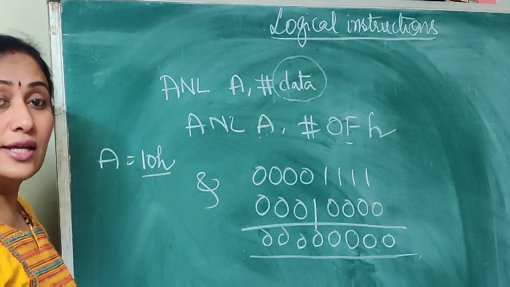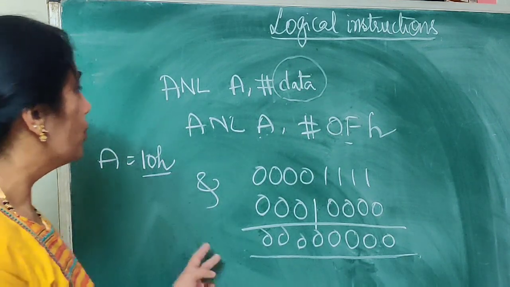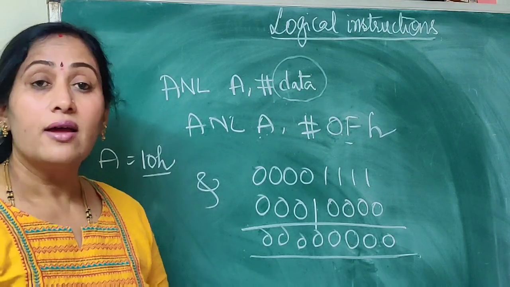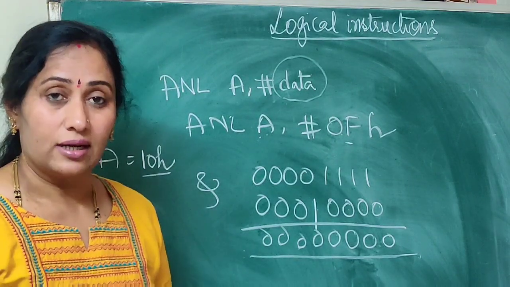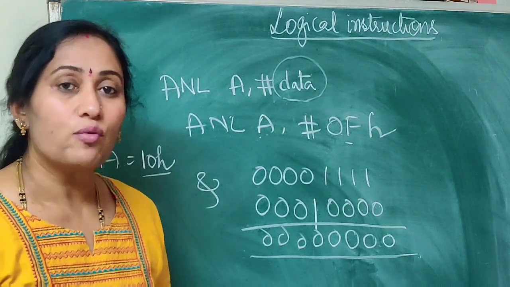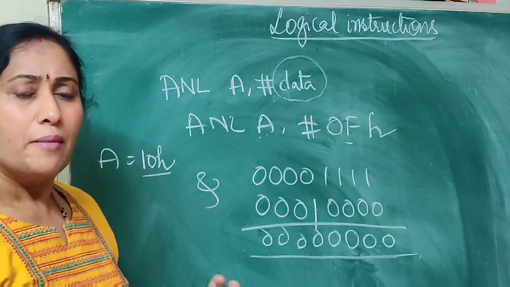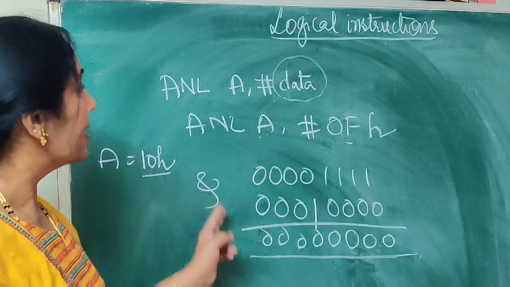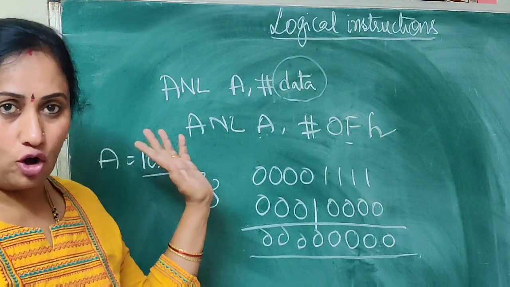It's going to be 00 hex. See, we are going to use this particular AND logical operation whenever I want to mask either a bit or a nibble or the whole byte. Whenever I want to do the masking. Masking means making that particular bit equal to 0 in the result. So in that case, I am going to prefer the AND operation.